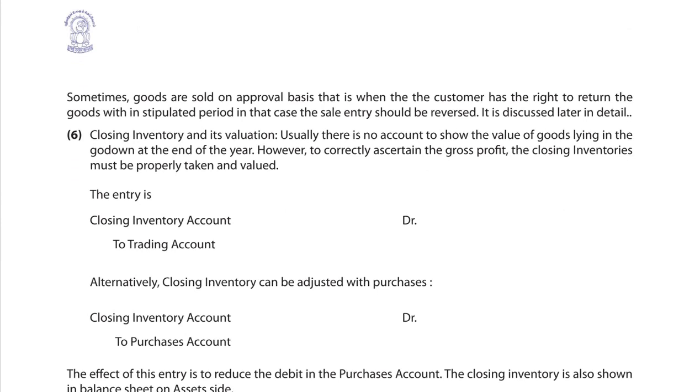Sometimes goods are sold on approval basis, that is, when the customer has the right to return the goods within a stipulated period of time. In that case, the sale entry should be reversed. It is discussed later in detail.